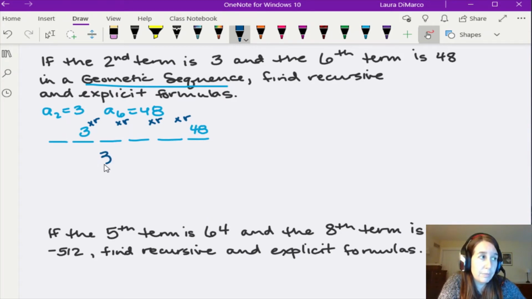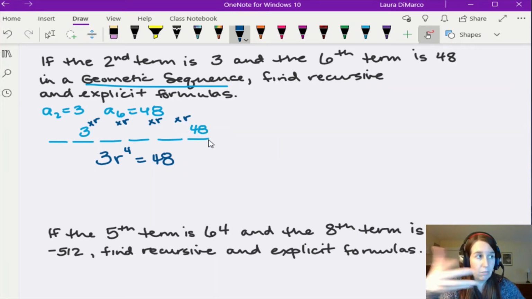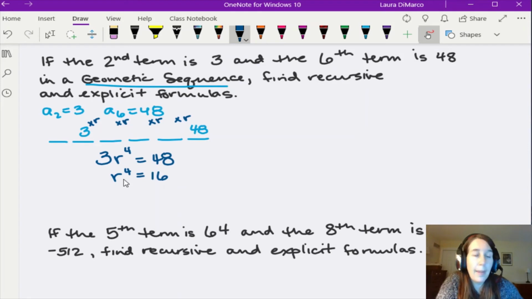So in other words, 3 times r to the fourth is going to be equal to 48, right? So I'm starting with the 3 that I have. I'm multiplying by r repeatedly 4 times, and if you're repeatedly multiplying by the same thing, that's exponential, right? So that's the exponent of 4, and that does equal 48. Okay, so to solve for r, we can divide both sides by 3, so r to the fourth is equal to 16. And then you might know that r is 2, or you just take the fourth root, and it's not a square root, it's a fourth root.